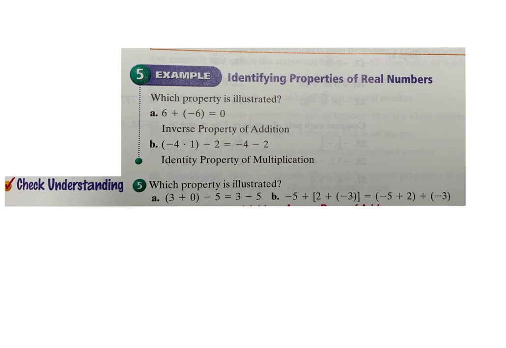Which property is illustrated for the first one? 3 plus 0 minus 5 is the same thing as 3 minus 5. Yes, so if I add 0 to a number, I get that same number. That's identity. What about this next one? Negative 5 plus 2 plus negative 3 is the same thing as negative 5 plus 2 plus negative 3. What did they change there? Yeah, they changed the grouping, which is associative.